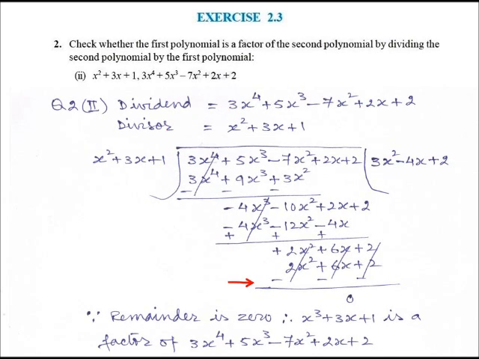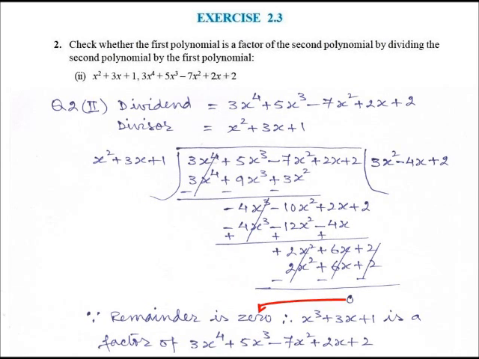Now when we change the sign of the lower line, 2x square will be cancelled by minus 2x square, 6x will be cancelled by minus 6x, and 2 will be cancelled by minus 2. Therefore, we get 0 as remainder. Because remainder is 0, therefore x square plus 3x plus 1 is a factor of 3x to the power 4 plus 5x cube minus 7x square plus 2x plus 2.